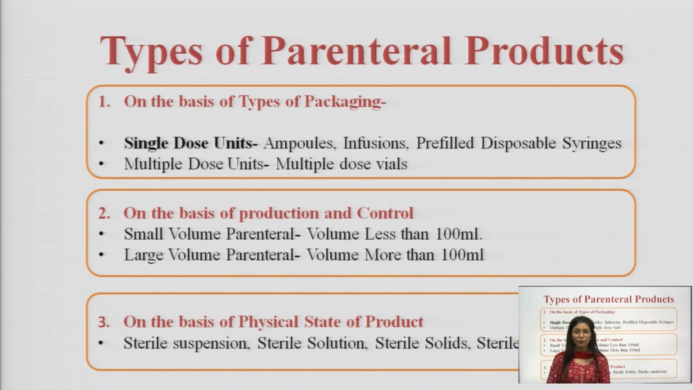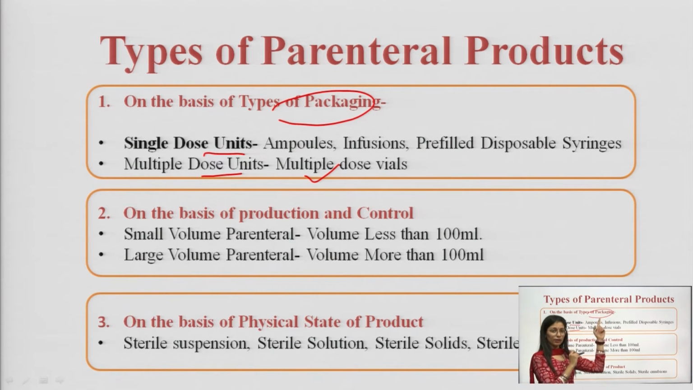Moving on, types of parenteral product. Parenteral products have various types, so we are going to divide it on the basis of different classes. Number one is on the basis of types of packaging, means how they are getting packed. Two types we can differentiate. Number one is single dose units and number two is multiple dose units. What are single dose? Single dose are those that can be used one time, like ampoules, infusions, pre-filled disposable syringes. They can be used one at a time. Okay. Multiple dose means you can use multiple doses from vials. For an example, they can be reused again and again. Okay. This is why they are getting divided on the basis of their packaging.